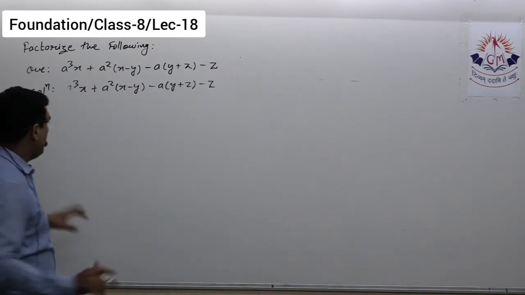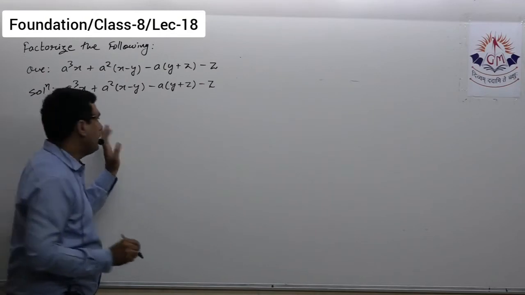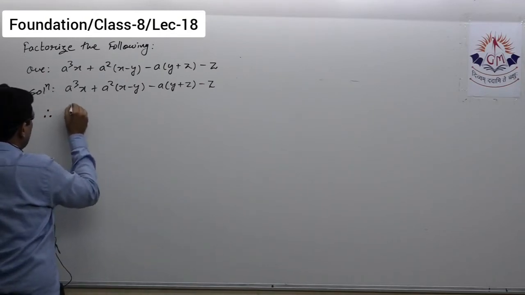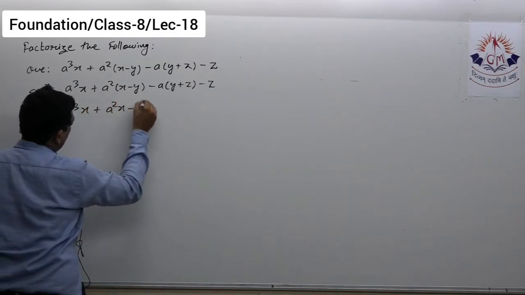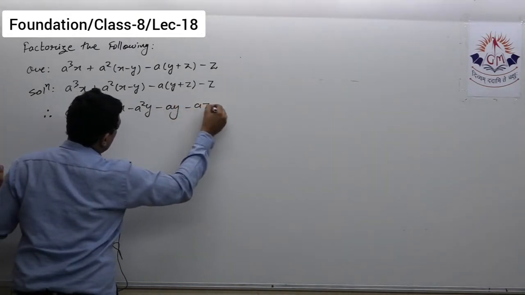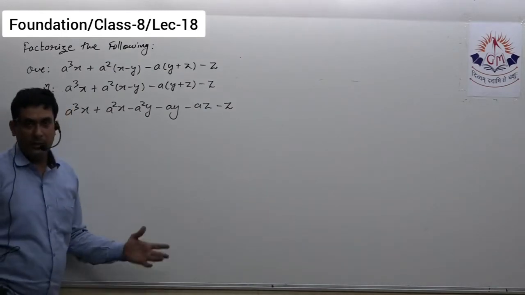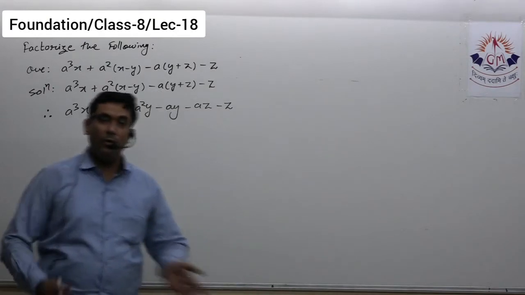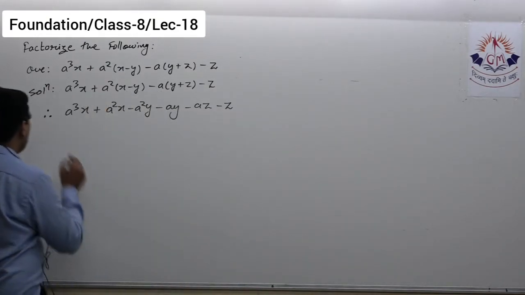So see, it is not possible to find the factors by taking common. So now what I will do, I will open the bracket. When I open the bracket, here I get a cube x plus a square x minus a square y minus ay minus az minus z. Now I will check, is it possible to take common from the first two, next two and next two, or is it possible to take common from the first three and next three, and so on.